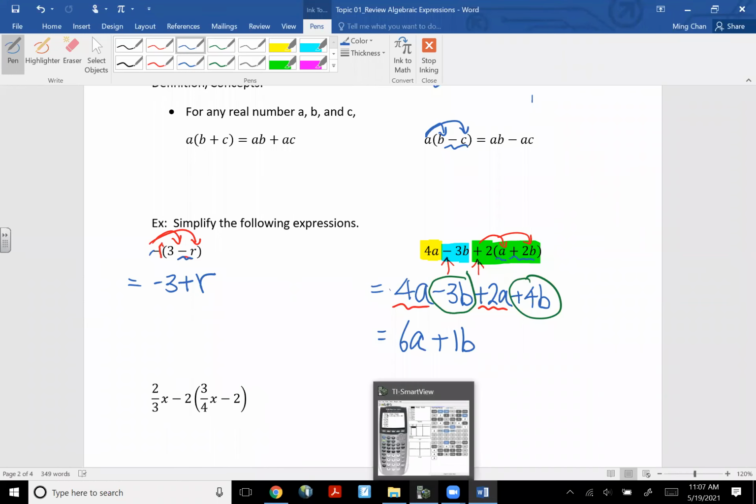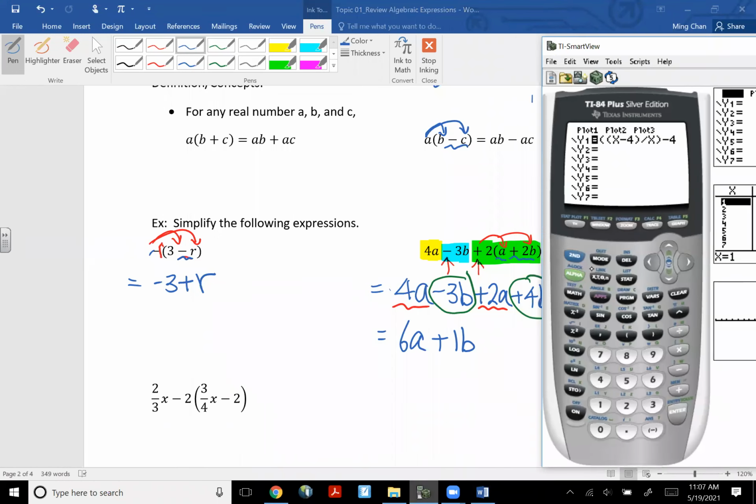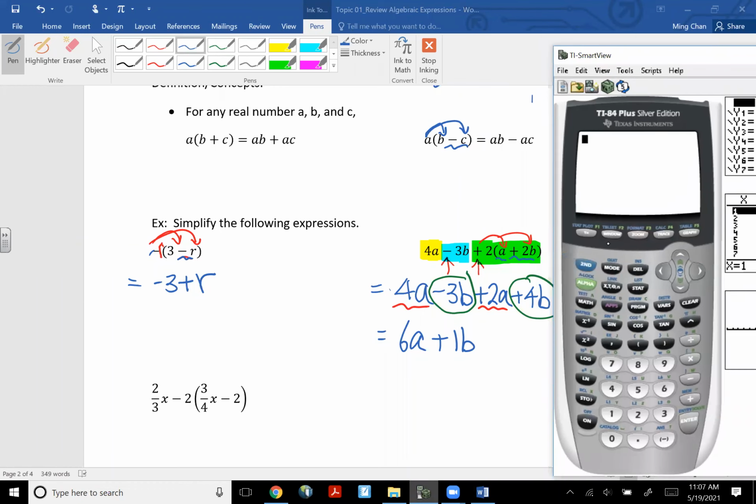A lot of students ask me, Mr. Chen, can I combine like terms in the calculator? The answer is no and yes. You cannot type in -3 and then choose the letter B. Where's B at? And then plus 4 times B. That does not work. Okay.